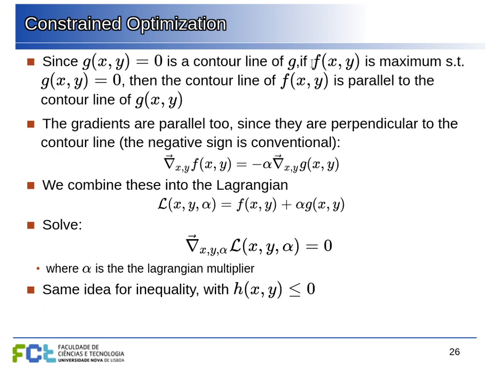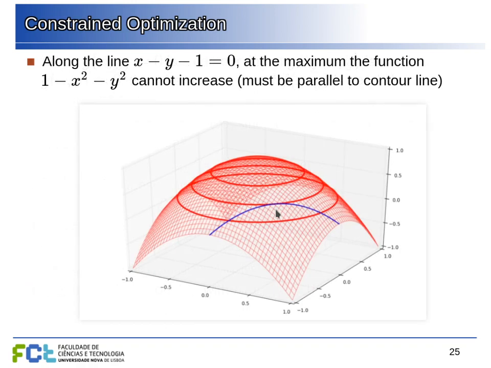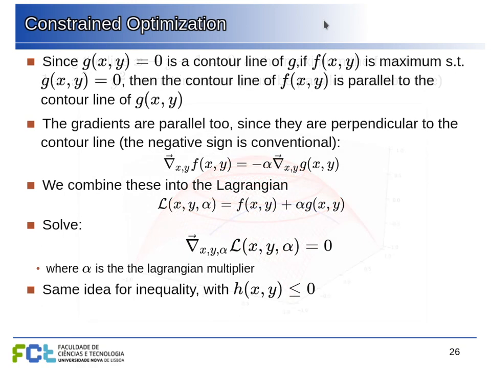And if this other function is maximum at this constraint, then the two contour lines are parallel. And so the gradients will be parallel too, because the gradients must be perpendicular to the contour lines. Actually, they can be parallel or anti-parallel, but they must be along the same direction here.